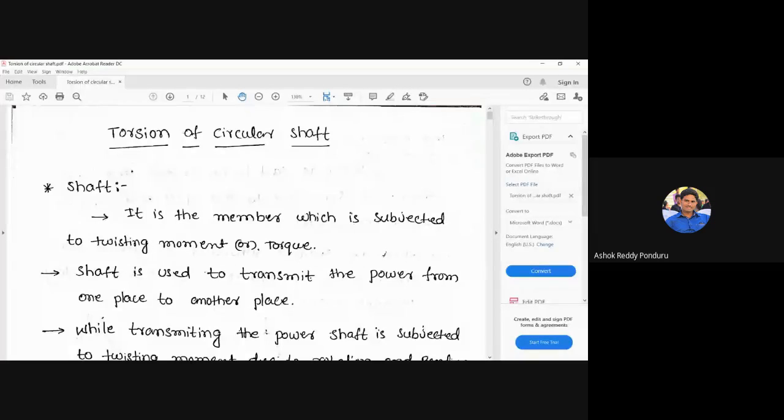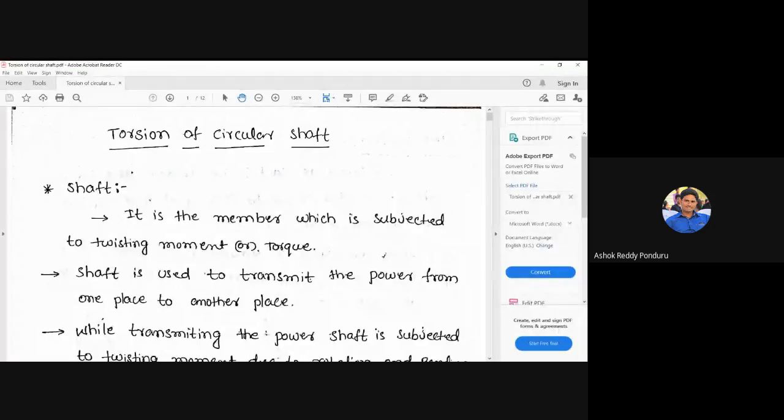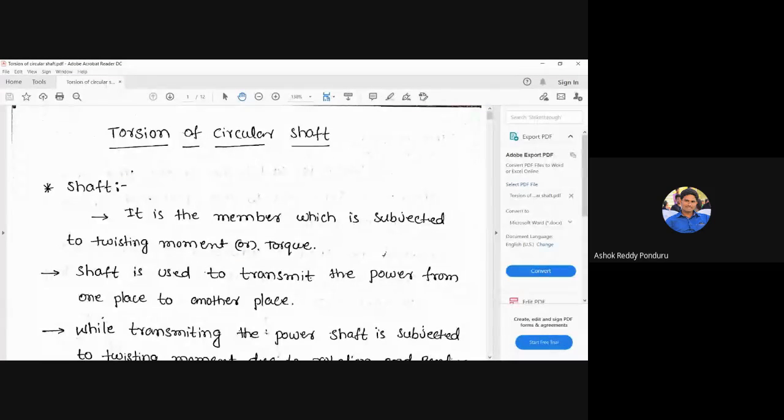Today's class, we are going to discuss torsion of circular shafts. Before going to discuss torsion of circular shafts, first please understand what is meant by the shaft. Then we will discuss what is meant by the torsion. First, please understand what is meant by the shaft, and why the shaft is subjected to torsion.